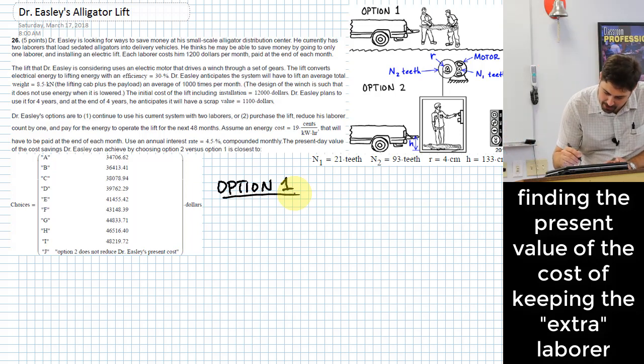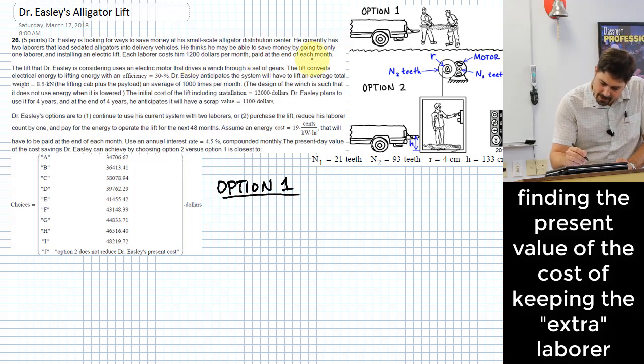What would the cash flow diagram look like? Okay, each laborer costs him $1,200 per month, paid at the end of each month. Okay, how long is this project? Okay, he's going to plan on using this thing for 4 years, and at the end of 4 years, he's going to scrap it.